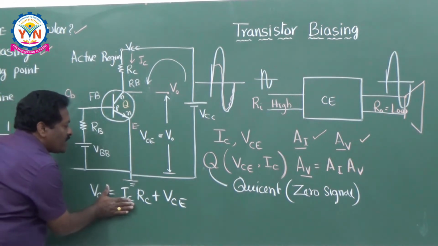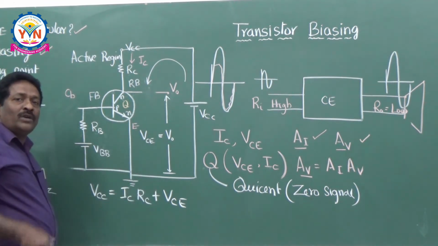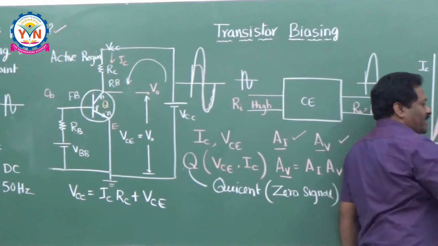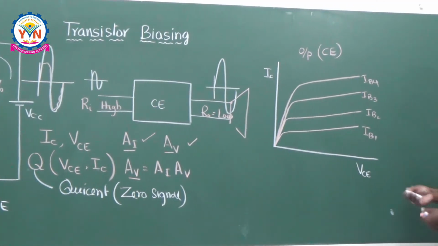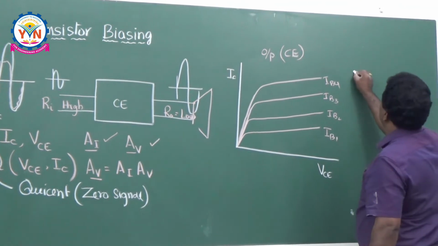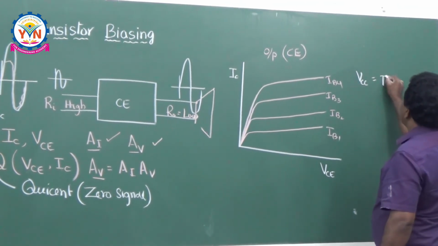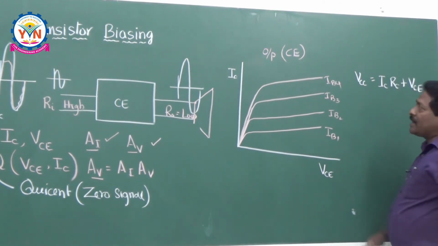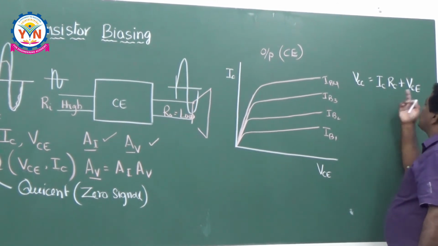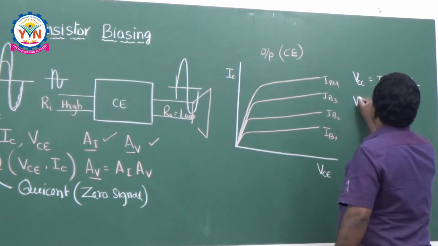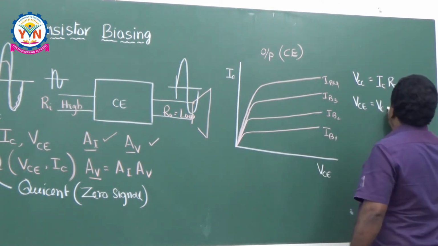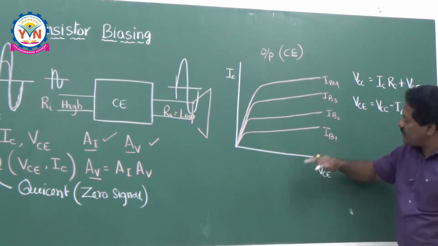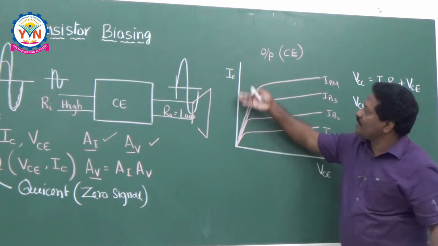I would like to take this equation as the basis to demonstrate the concept of a load line. Come to this figure now. These are the common emitter characteristics. The basic equation we have just written is VCC is equal to ICRC plus VCE. But my requirement is always the output voltage VCE. So VCE is equal to VCC minus ICRC. This is VCE and this is IC.